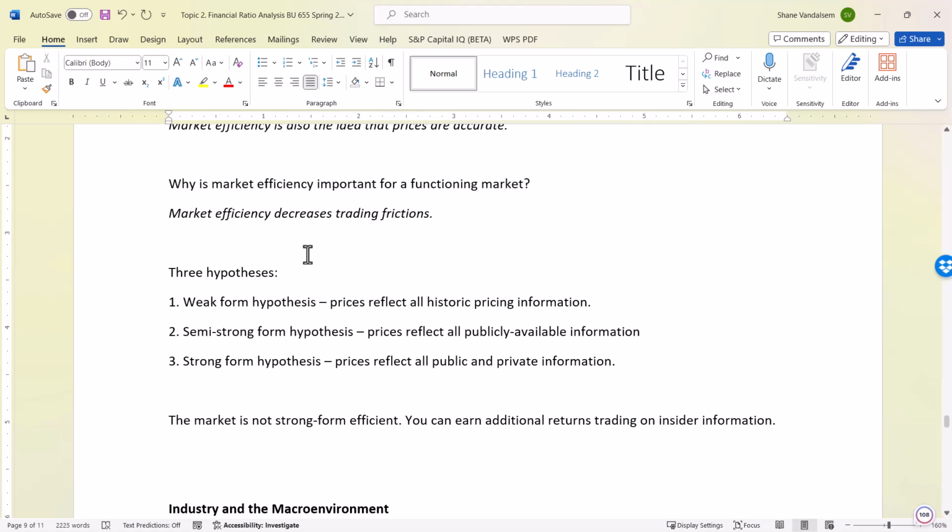You can earn additional returns by trading on insider information. Again, it's illegal. Please don't do it. So we know that's not true. There have been many tests of market efficiency.